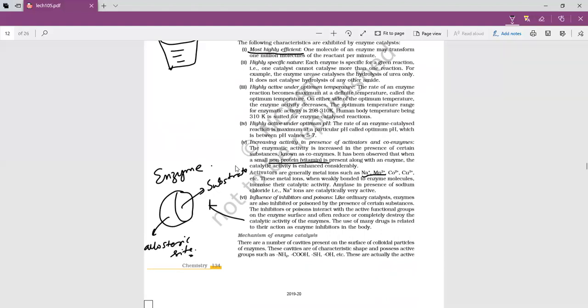Now, towards the substrate site, if any such molecule which mimics the substrate is present, then what will happen? The substrate will not be able to come in contact with the enzyme and the substrate will not undergo reaction. So this type of mechanism is called poisoning of enzymes, or inhibitors.